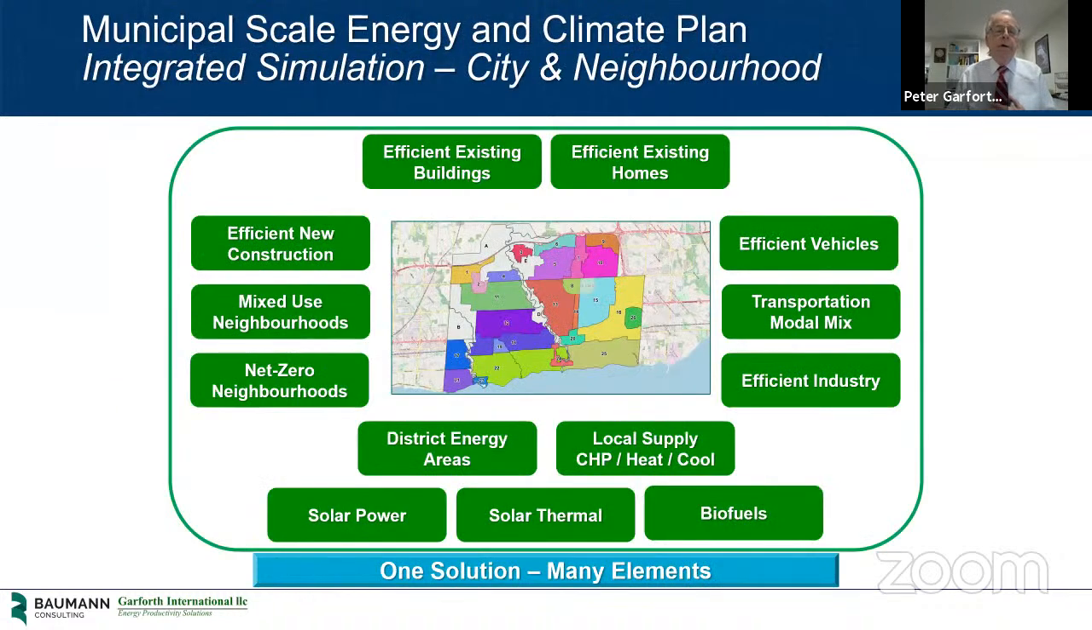So looking at the elements we need to simulate, this is sort of a 30,000-foot view of it at a municipal level. And again, I arbitrarily chose the map of Oakville as the example in the center there, where we are looking at the components that all fit together of making our existing buildings more efficient, homes, etc. I won't read through all the boxes.